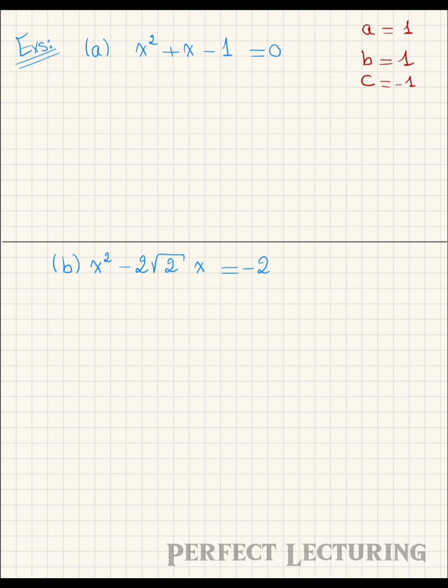All I have to do now is to apply the quadratic formula. So x is equal to -b plus or minus the square root of b squared minus 4 times a times c, over 2 times a. And this gives us the following two answers.